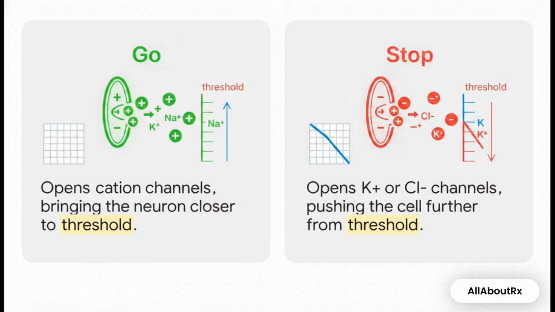An excitatory postsynaptic potential, or EPSP, happens when nonspecific cation channels open. A net positive charge enters the cell, causing a small depolarization, bringing the membrane closer to its firing threshold. On the flip side, we have an inhibitory postsynaptic potential, or IPSP, which happens through potassium or chloride channels opening. This increases the net negative charge inside the cell, causing a hyperpolarization that pushes the cell further away from its firing threshold. It's basically a microscopic game of go versus stop.